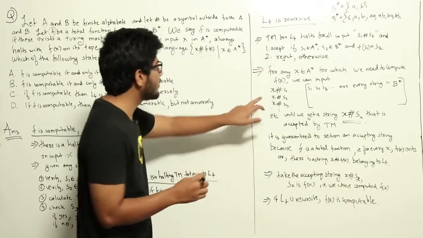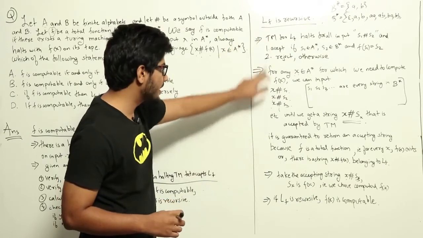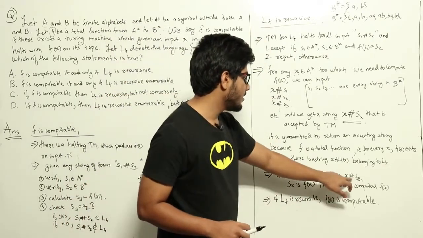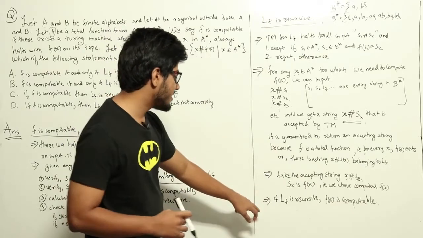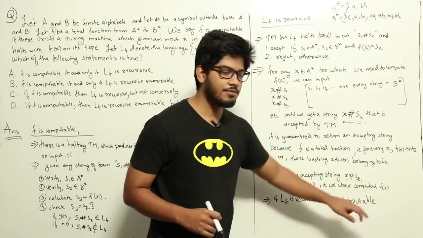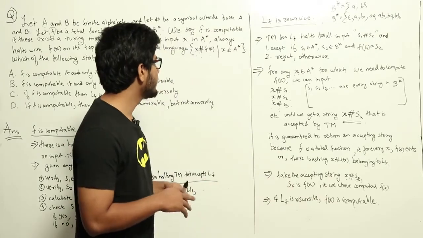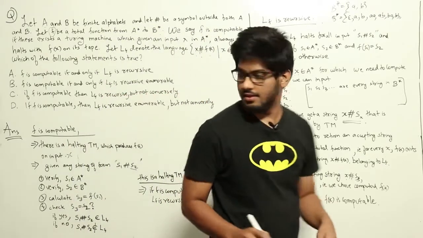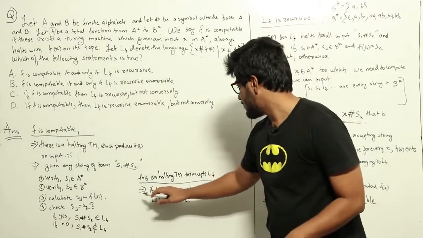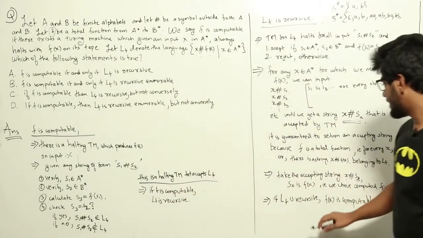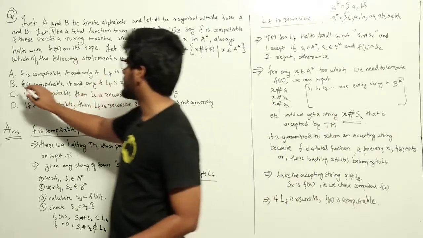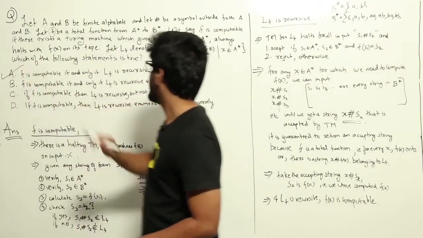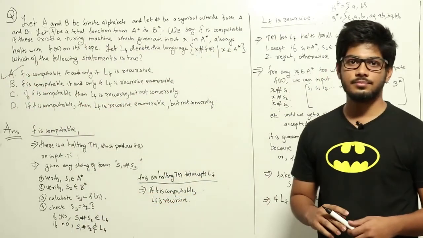So I've just given you an algorithm. If LF is recursive, using this algorithm we can calculate f of x for any x given, which means that if LF is recursive, f of x is computable. So we have proven two things here. One is that if f is computable, LF is recursive. Second is if LF is recursive, f is computable, meaning option A is the correct answer. f is computable if and only if LF is recursive.